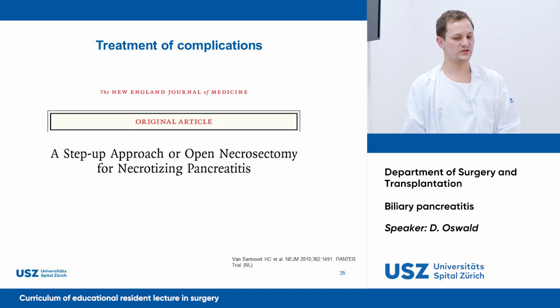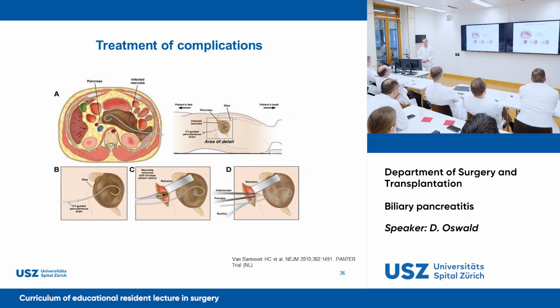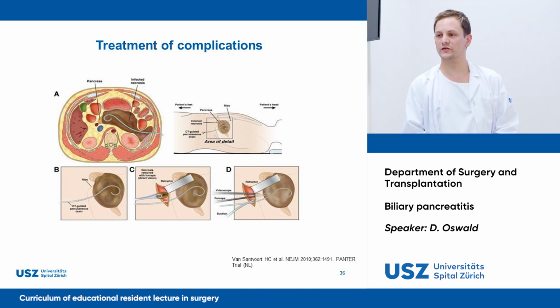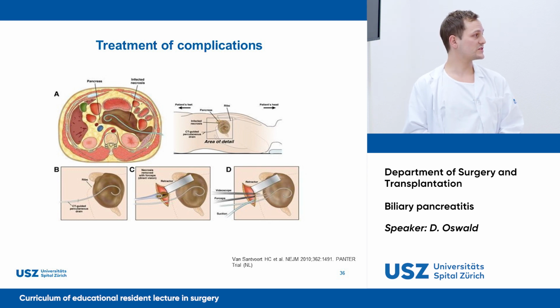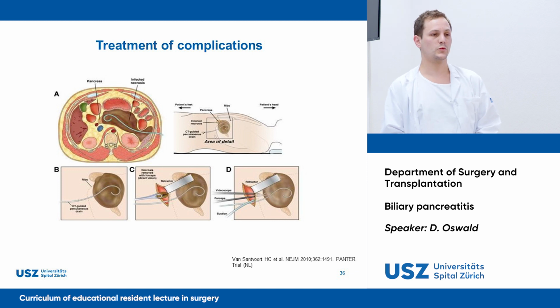The major complications are multiple organ failure, multiple systemic complications, perforation of a visceral organ, hemorrhage, or an enterocutaneous fistula. The open necrosectomy consisted of a laparotomy through a bilateral subcostal incision, blunt removal of the necrosis, and insertion of 2 large drains, and then the abdomen was closed. Here in this picture, you see the step-up approach. The first step was a percutaneous drainage, preferably through the left retroperitoneum.